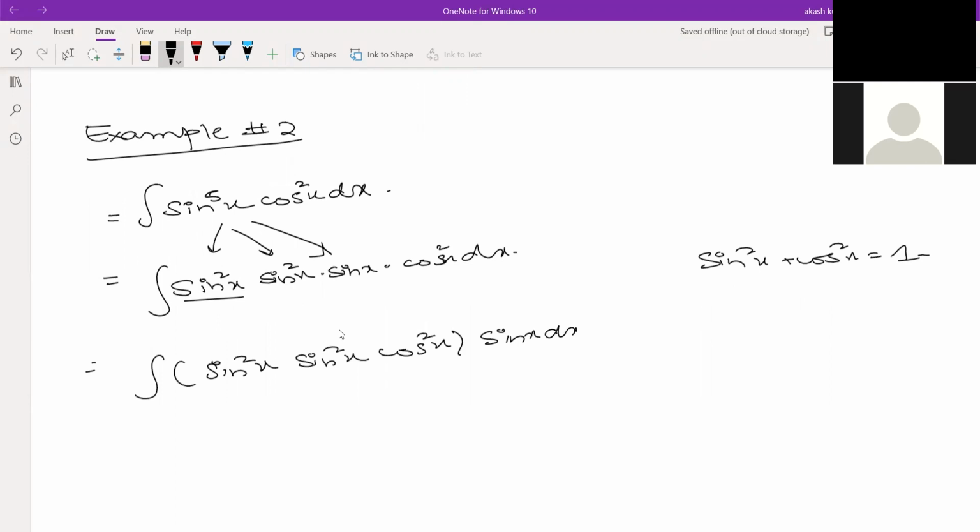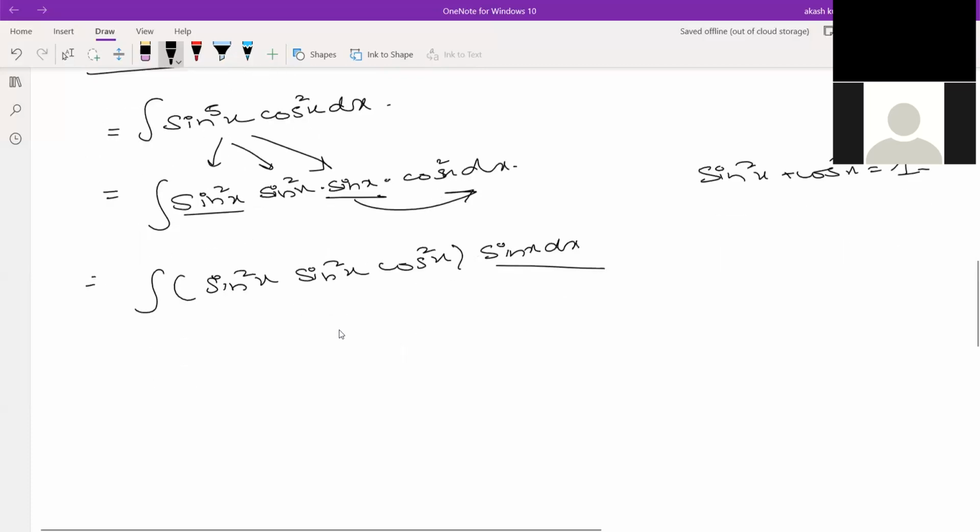Now what I have got is sine x dx. So we have to break down everything. Yes, we have to break down sine 5x into sine square x, sine square x and sine x. When I got sine x, I shifted it to this side, and it becomes sine x dx. And I know that if I take u as cos x and differentiate it, I can get sine x dx.